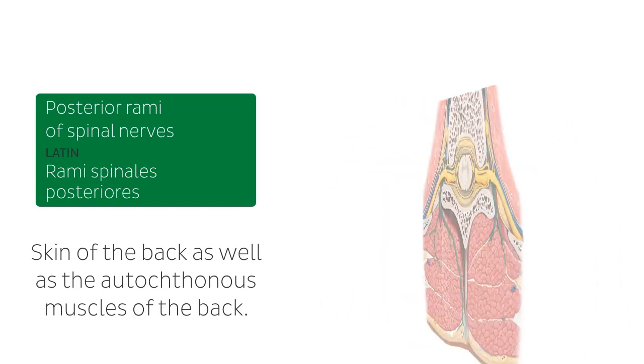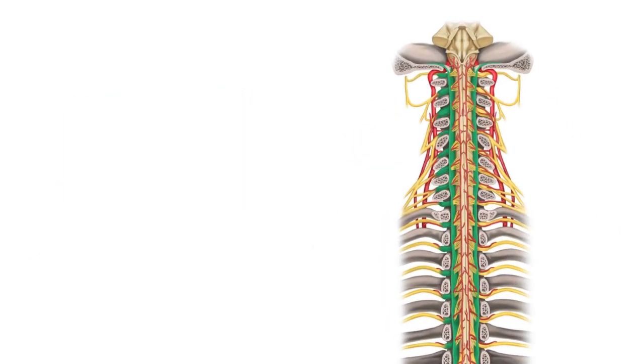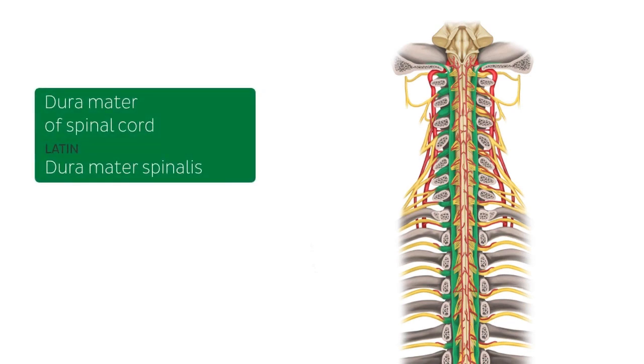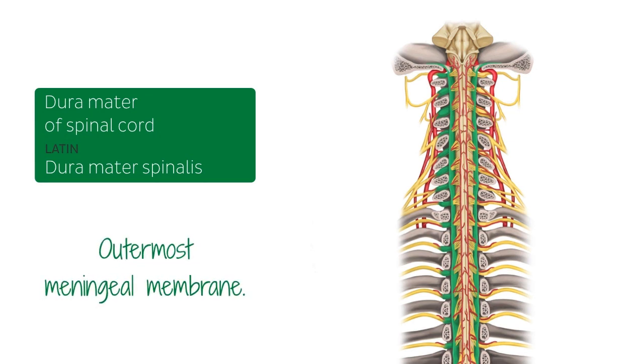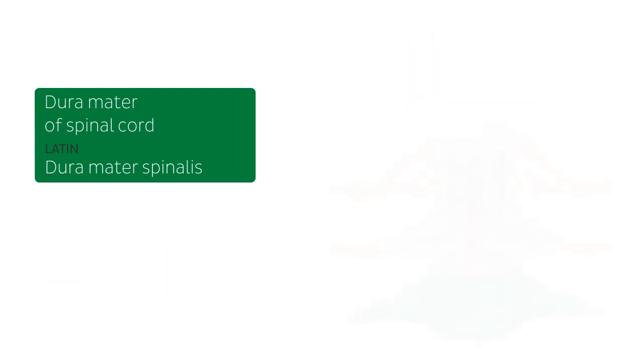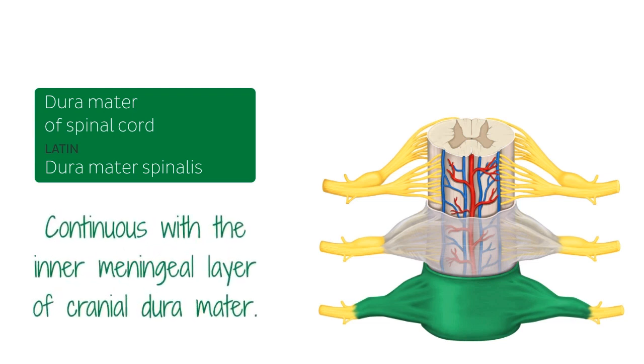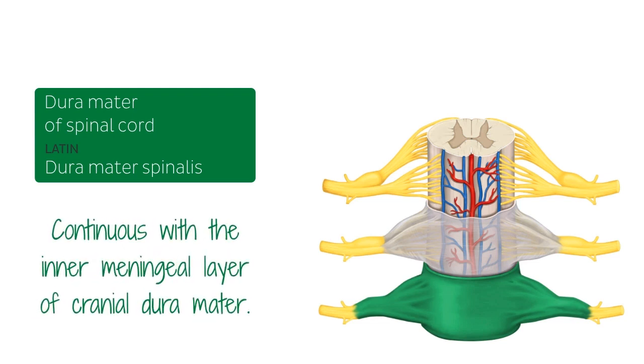And finally, let's look at this membrane that covers many of the structures that we've seen in this tutorial, and this is called the dura mater. The spinal dura mater is the outermost meningeal membrane, and it's separated from the bones forming the vertebral canal by an extradural space. Superiorly, it's continuous with the inner meningeal layer of the cranial dura mater. Inferiorly, the dural sac dramatically narrows, and the dura mater forms part of the filum terminale.